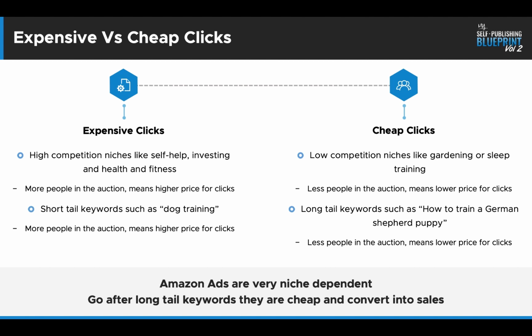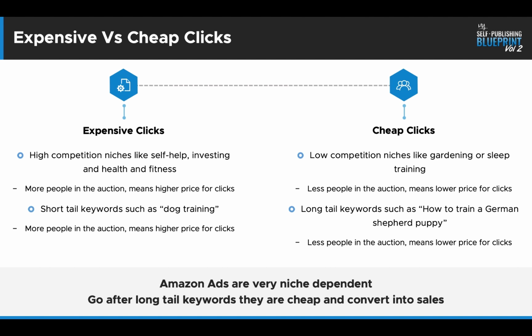So you can be in a high competition niche like dog training, but by using a long tail keyword, such as how to train a German Shepherd puppy. It's long, it's multiple words, but it's also very specific. It's not just dog training. It's how to train a German Shepherd puppy. So it's very specific. It's tailored exactly to the type of book that you're going to have. You're targeting the exact type of customer you're looking for, right?